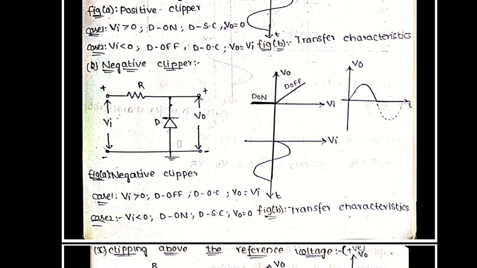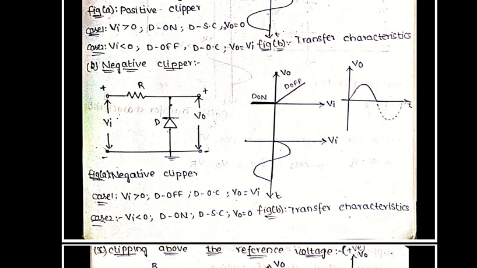That means the voltage at the anode is less than the voltage at the cathode. Therefore, the diode D is off. It behaves as an open circuit. When the diode acts as an open circuit, there is no flow of current through it. That means the entire current passes through the V0.